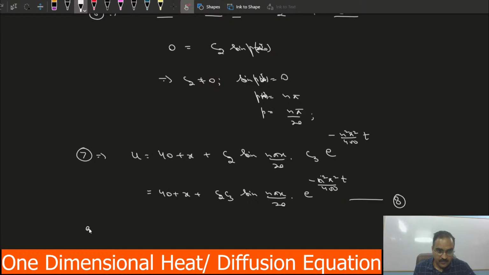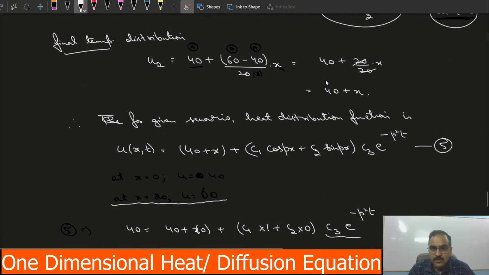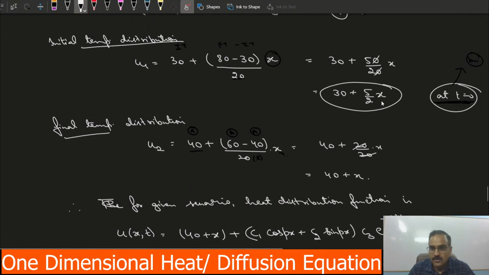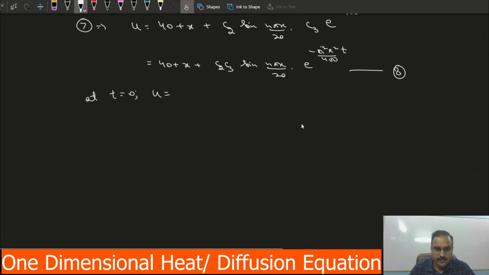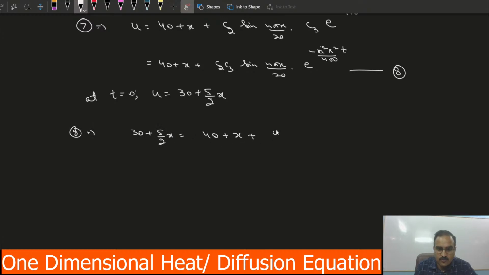Now next, at time t equal to 0, we have given u is equal to what we got initially, 30 plus 5 by 2x. U is equal to 30 plus 5 by 2x. So equation 8 reduces to 30 plus 5 by 2x is equal to 40 plus of x plus c2 c3. That is your bn now.